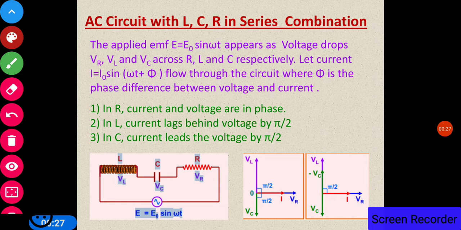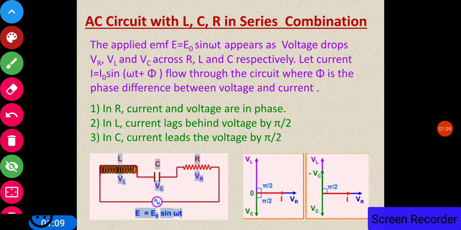Till now we have studied what happens when AC voltage is applied to a circuit which contains only a resistor, or only an inductor, or only a capacitor. Now all these three components, inductor, capacitor and resistance, are connected in series. Here it is clearly seen that L, C and R are connected in series, and the voltage E is equal to E naught sine omega t is applied across the series combination.